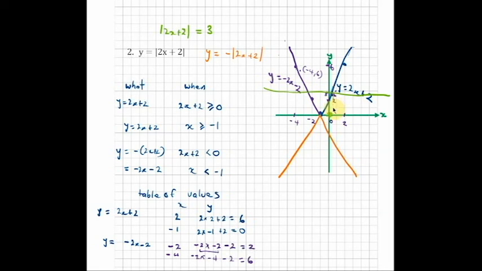So what does x equal when y equals 3? You can see from the graph that x equals a half, or when y equals 3, x equals minus 2.5, and you could put that through the equation. 2x plus 2 equals 3. When x equals a half, 2 times a half plus 2 equals 3. When x equals minus 2.5, 2 times minus 2.5 plus 2 equals minus 5 plus 2 equals minus 3. But remember, we've got the absolute value sign around that, so the absolute value of minus 3 equals plus 3.